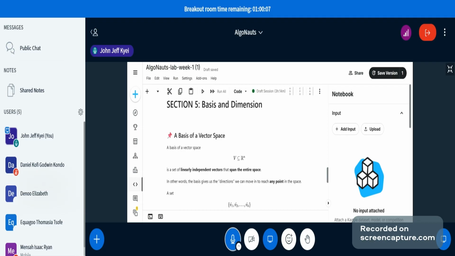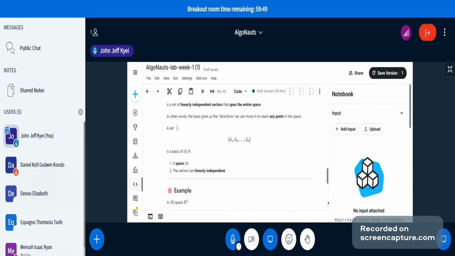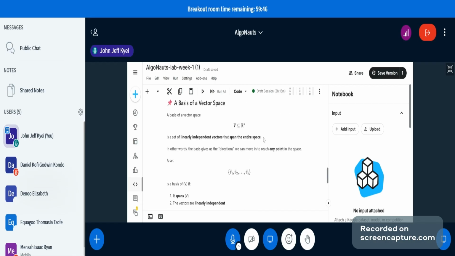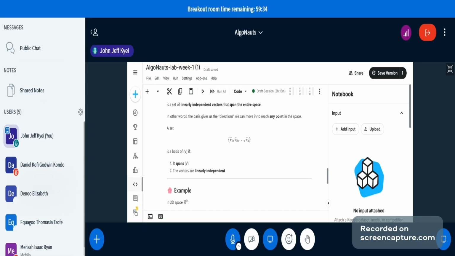is I'm trying to explain basis and also the change of basis, what it means, right? Let me read this right here. A basis of a vector space V, in this case R^n, is a set of linearly independent vectors that span the entire space. In other words, the basis gives us the directions we can move in to reach any point in the space. So if it spans V, then it's a basis of V. And if the vectors are also linearly independent, then it's a basis of V.